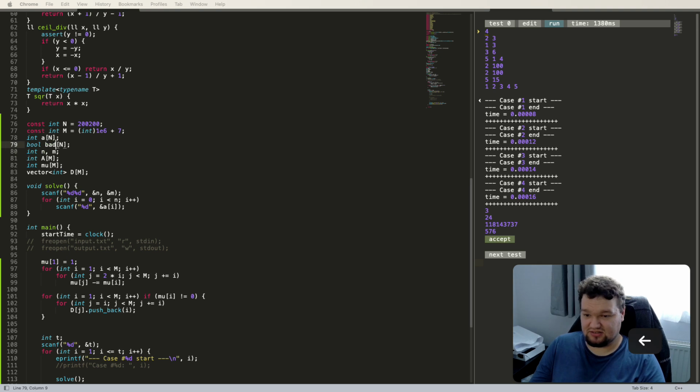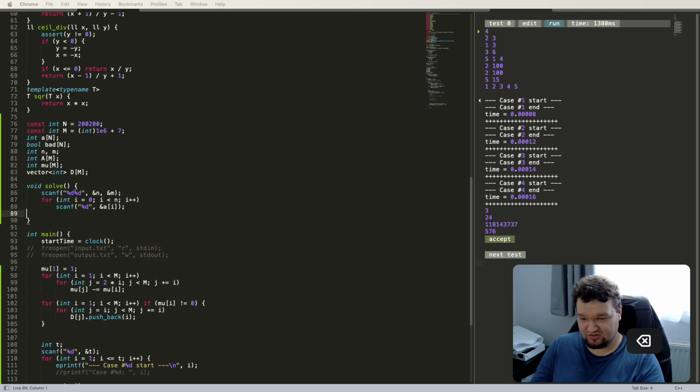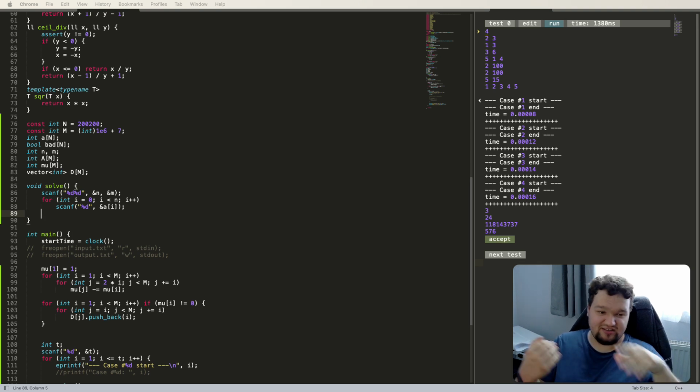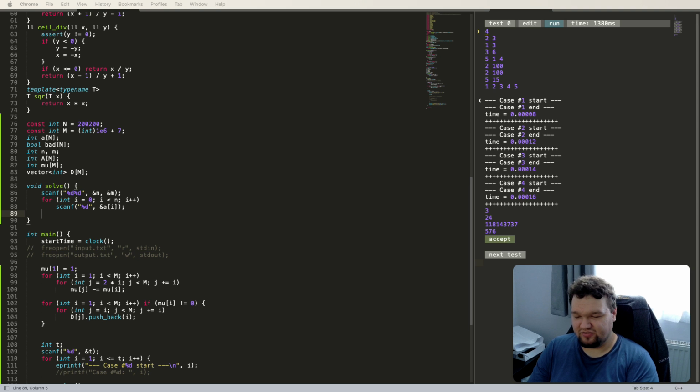Okay, let's create array bad where I will mark the elements that I cannot use, because I want to find a pair, then ban them, and then try to find another pair. So I will mark them as bad, and in the function I will just ignore the elements that are bad.